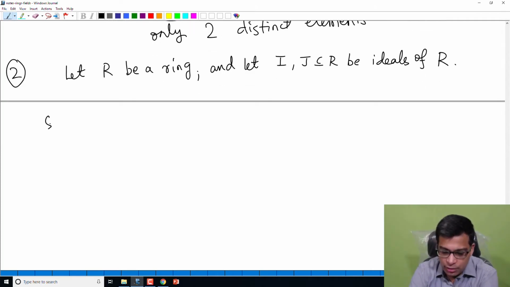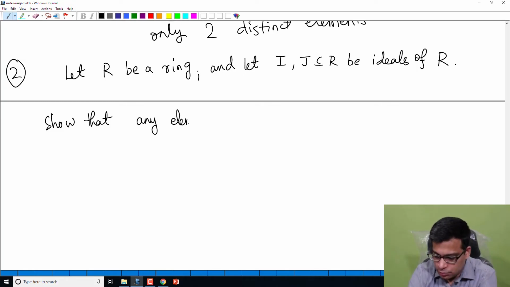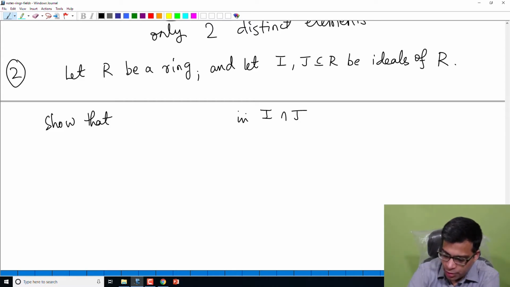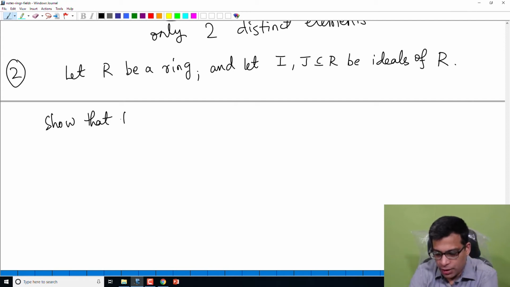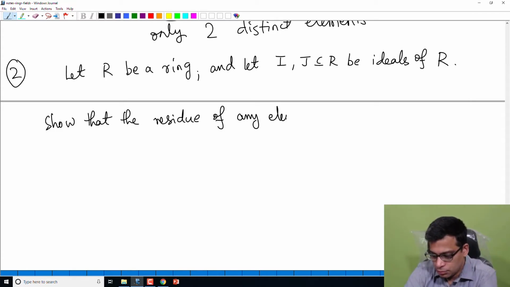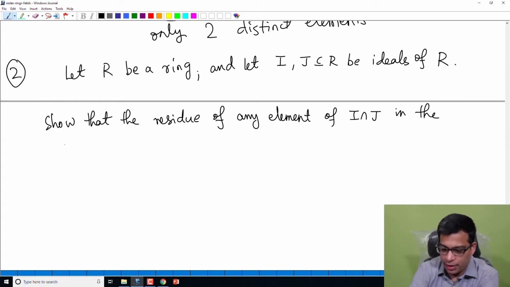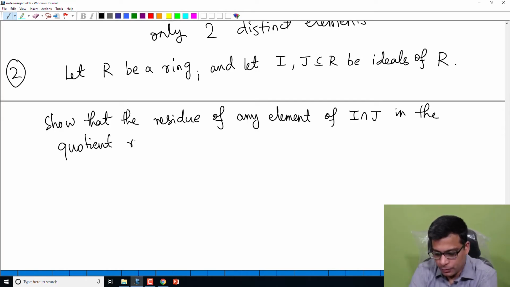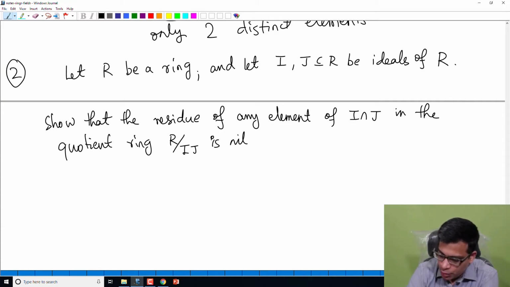So I want to show that any element in I intersection J, okay, so actually I should not write it like this. So I'll write it like the following. Show that the residue, I'll explain this, residue of any element of I intersection J in the quotient ring R mod IJ is nilpotent.